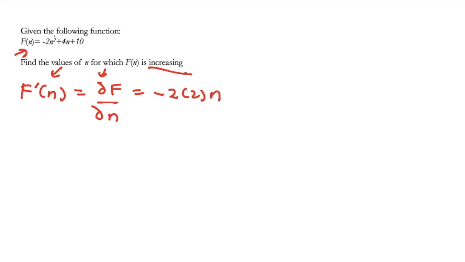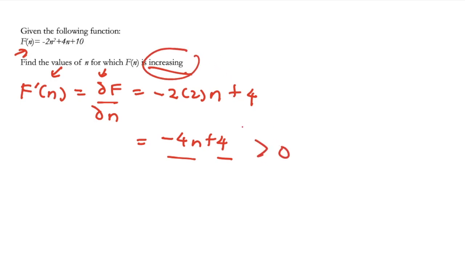N, because now 2 minus 1 becomes 1, so it becomes n plus 4. So the answer will be minus 4n plus 4. Now, whether it's increasing or decreasing, we have positive 4 here, we have minus 4n. Whether the answer here is greater than 0, because greater than 0 means increasing, isn't it? Whether it's greater than 0 or not depends on the value of n.